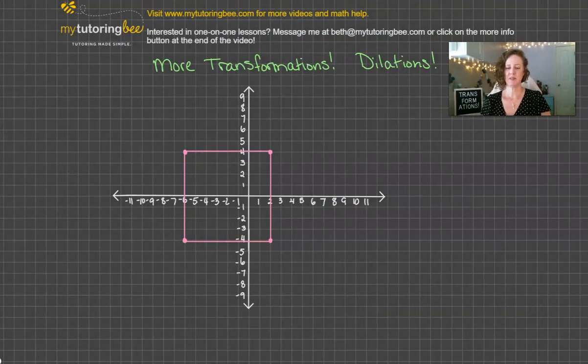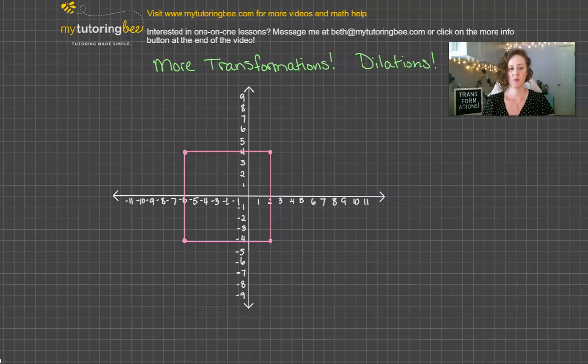So I have a simple box drawn here, a square graphed on a coordinate plane, and we are going to look at a couple of different ways that we might be asked to dilate this square.